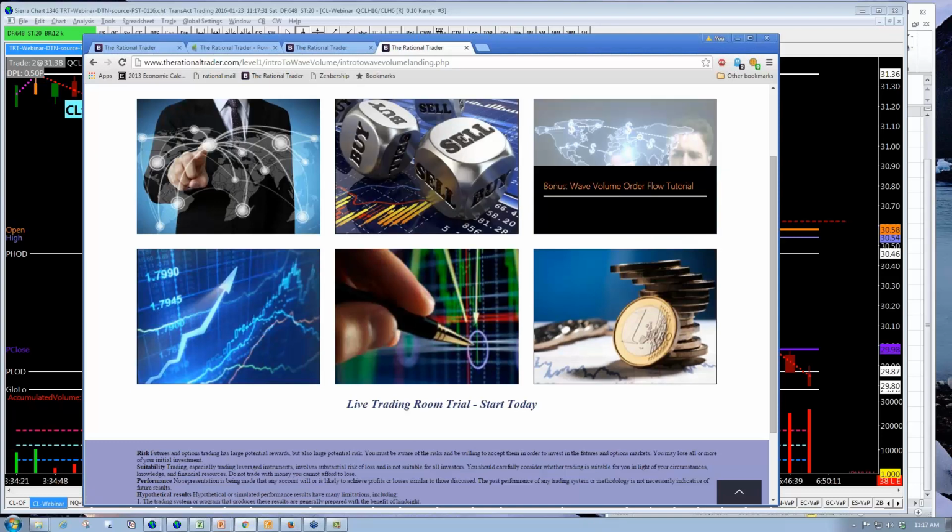This is 2 hours long. Now let's take this information on wave volume and order flow and look at real charts to see how you would actually use this. What's the practical application? This is not just theory. Again, I do this every day in the room, so I do what I teach.